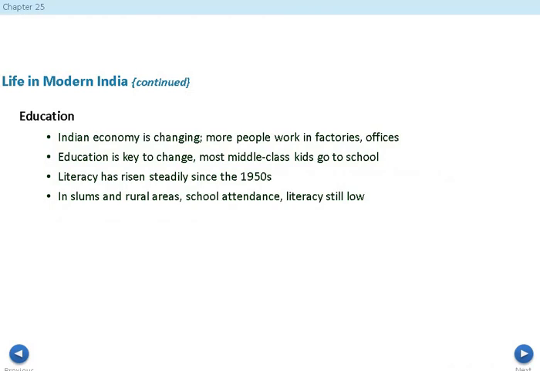Education: India's economy is changing more and more. People are starting to work in the factories and offices. Education is the key. On any test, any quiz that you ever see with me, anytime you see the question, what is the key, it's always education. Most middle-class kids go to school. Literacy rate has steadily risen since the 1950s. However, in the slums and rural areas, school attendance and literacy rate is still low, and again, going back to the gross domestic product, it's kind of the haves and the have-nots. It's either very, very rich or very poor.